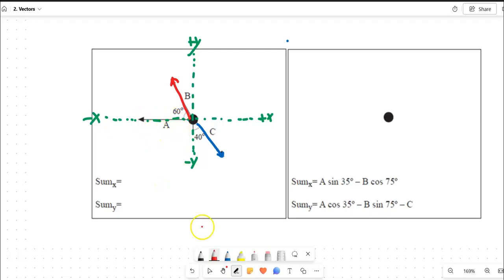Okay? So here's what you're going to do. And I'm doing this just to keep organized. I'm going to put my A vector x direction components here, and the A vector y components here. The B vector is right here. I'm going to put its components of x and y direction here. And then finally, C, I'm going to put those components right here. Okay?